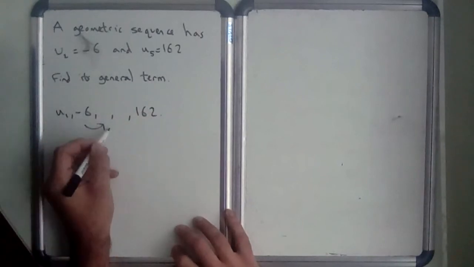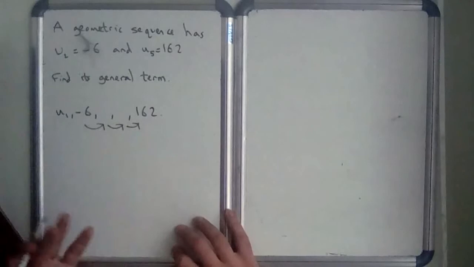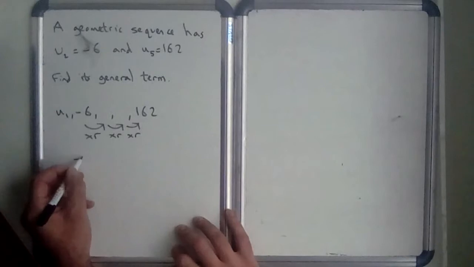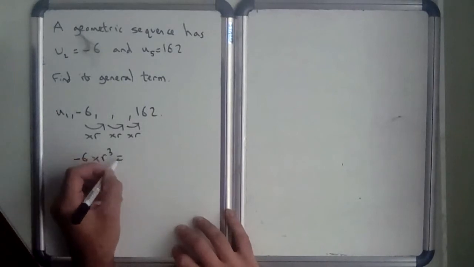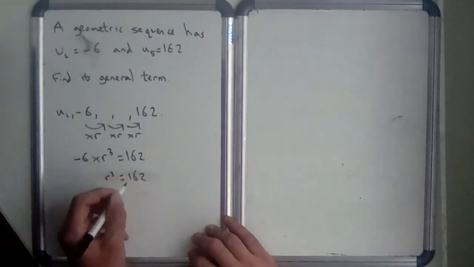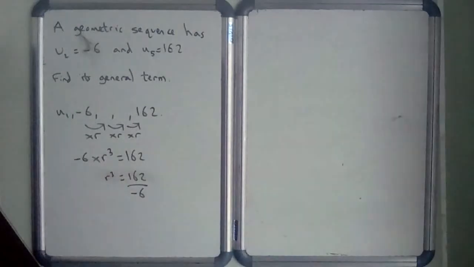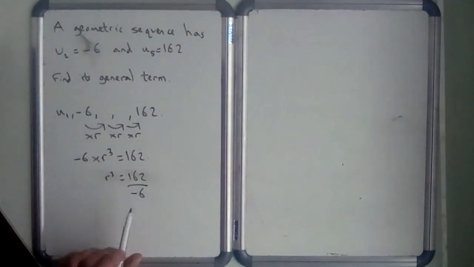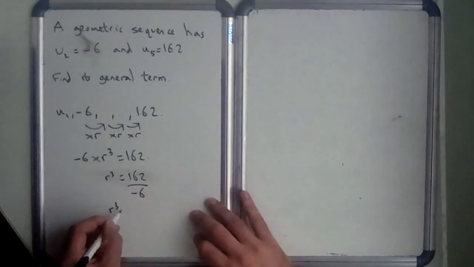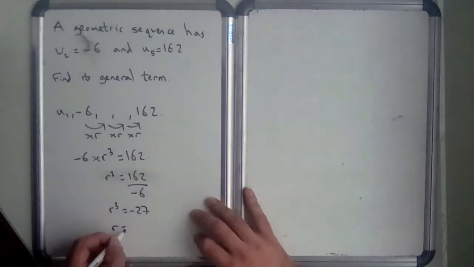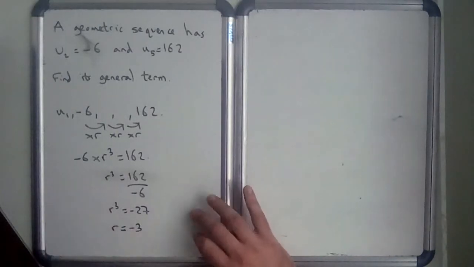By far the easiest way is to draw these arrows, which hopefully you won't need for long: times r, times r, times r. So you know that minus 6 times r cubed equals 162, which would mean that r cubed would be 162 divided by minus 6. Well, to divide by minus 6, we can divide by 2 and divide by 3 and then change the sign. So 162 divided by 2 is 81, 81 divided by 3 is 27, so r cubed must be minus 27, which would mean r would be the cube root of minus 27, which must be minus 3.